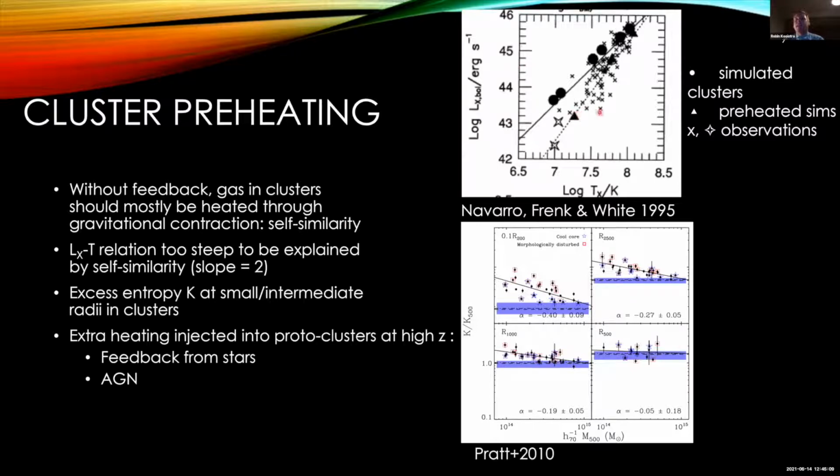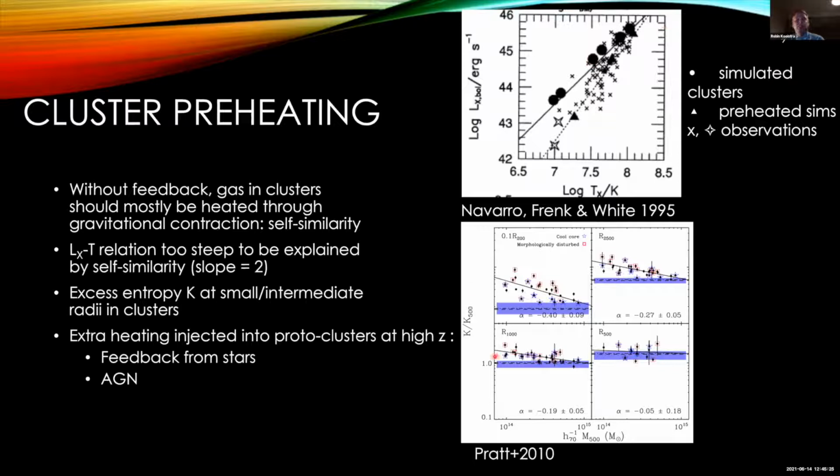And people were finding that, from what they were expecting for these structures to evolve by self-similarity, which would result in a slope of 2 in this diagram, people were finding that the actual observations were much steeper than this.